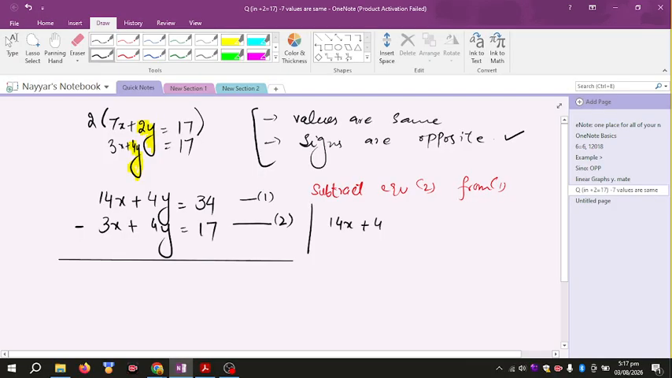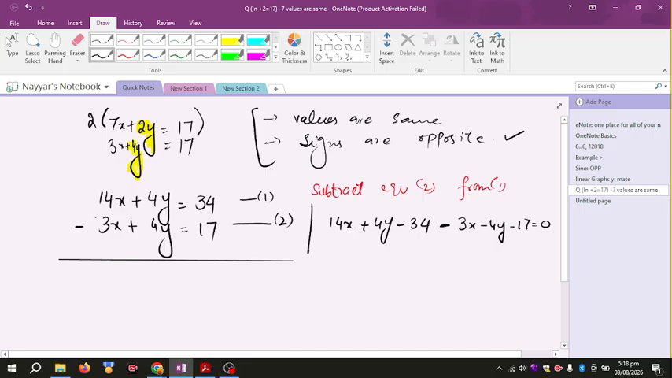14x plus 4y, this is minus 34. Now if I just move it to that side, it will become minus, and I'm going to subtract the second equation. So minus 3x minus 4y and minus 17 is equal to 0. We can also do like this, and we can also do like this.